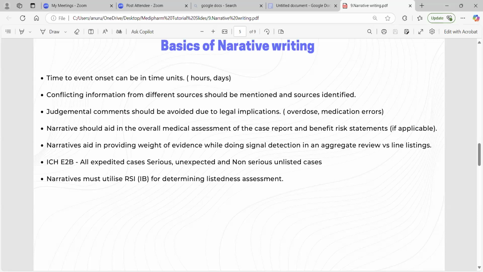Now, any kind of judgmental comment should be avoided due to the legal implications, like overdose or medication errors. It is very important to state the facts. For example, if it is reported that 4 times the normal dose has been administered, a prescription was misread, and a contraindicated drug was given to this patient, then you can pick it up as an overdose. Otherwise, unless it is mentioned like that, we are not supposed to make our own judgment and pick up the event.